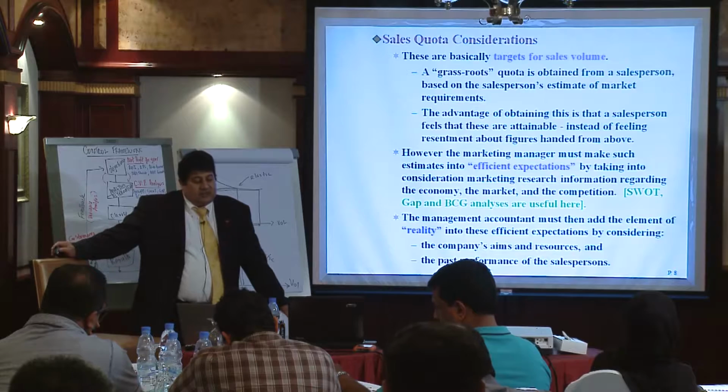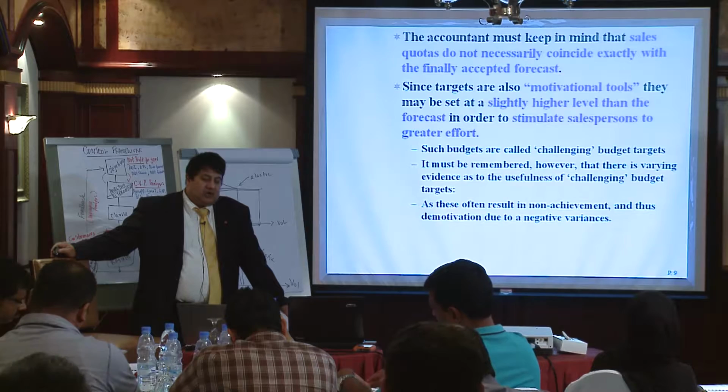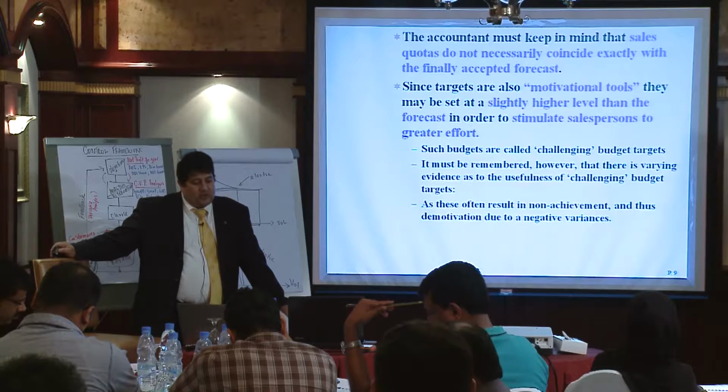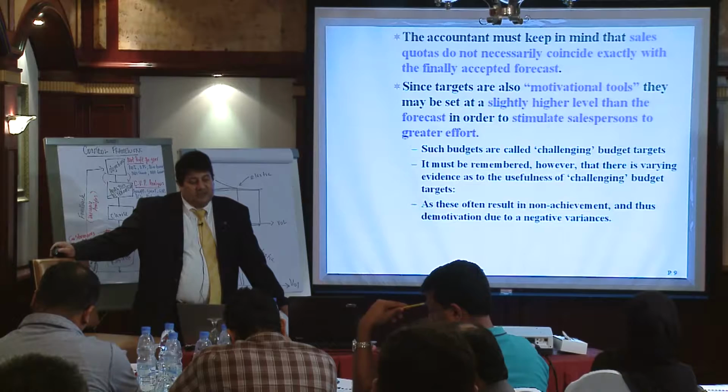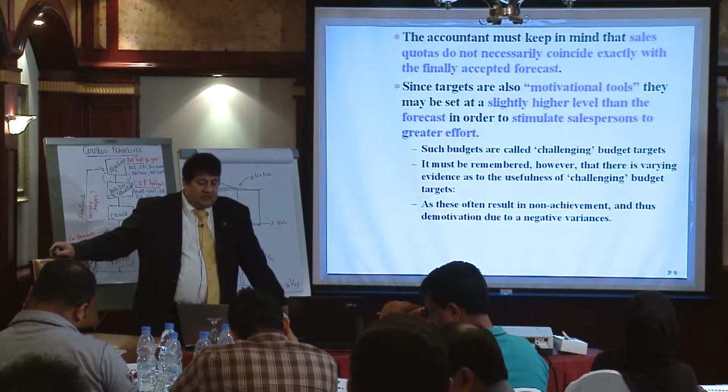The accountant must keep in mind that sales quotas do not necessarily coincide exactly with the final accepted forecast. Since targets are also motivational tools, they may be set slightly higher than the forecast in order to stimulate salespersons to greater effort. Such budgets are called challenging budget targets. It must be remembered, however, that there is varying evidence of the usefulness of challenging budget targets, as often these result in non-achievement, thus demotivation due to negative variances. So let's look at that.